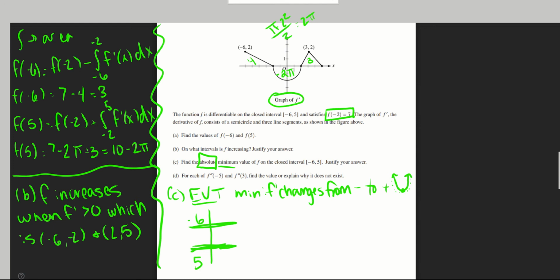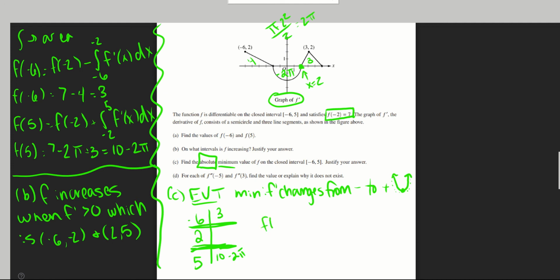And then we would include all the critical numbers if we were really doing EVT. But since we're really just looking for absolute minimum, we just need where it changes from negative to positive. And it only changes from negative to positive right here at x equals 2. So that's the only other value we need to check. Now we did a whole lot of the legwork in part A already. We know that the value at -6 is 3. We know that the value at 5 is 10 minus 2 pi. So that just means we need to find the value at 2.